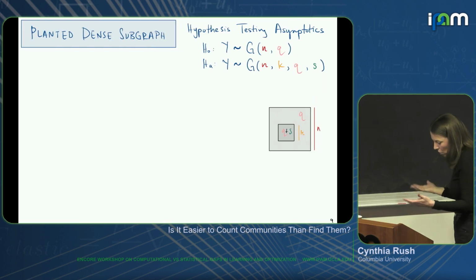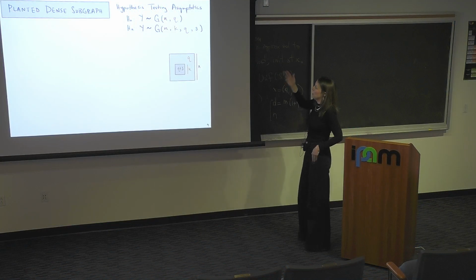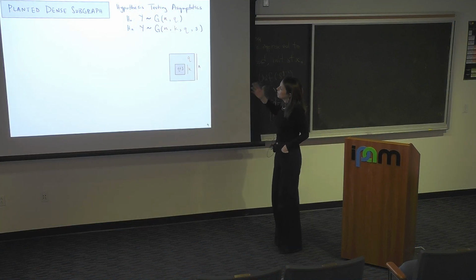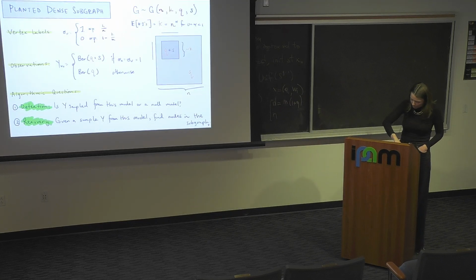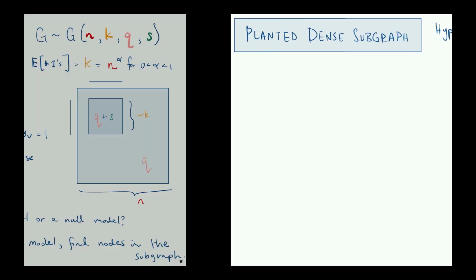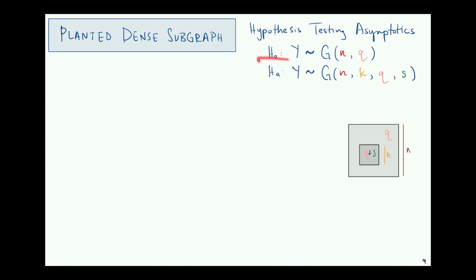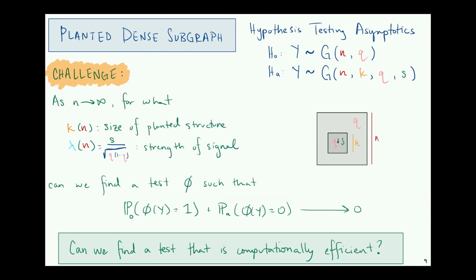So, just to make this a little bit more formal, let's think about the hypothesis testing problem. This is the detection problem. It asks: is Y sampled from this model or not? Our null is that Y just comes from this background Erdős-Rényi, and our alternative is that we have the planted structure there.